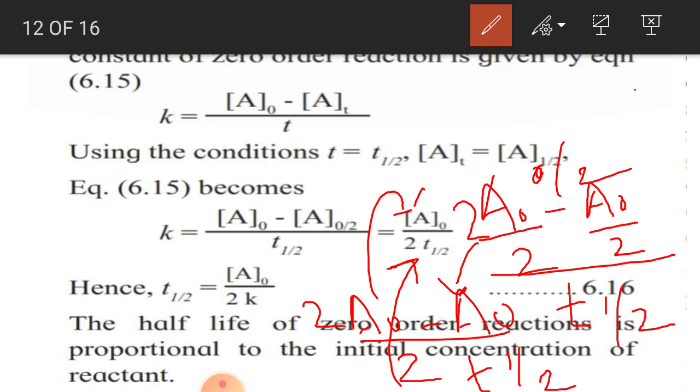We are taking the LCM of it. We are multiplying and dividing it. Just for how we are taking the LCM, A naught upon 2 minus A naught upon 2, 2 will come downside, and 2 A naught minus A naught will be equal to A naught. We are getting the value A naught over here, and here 2 into T half. Fine.